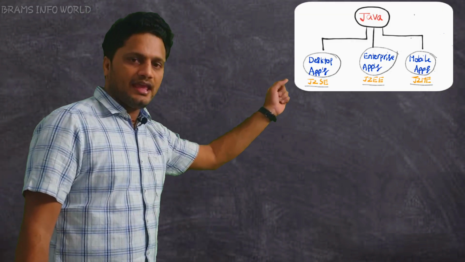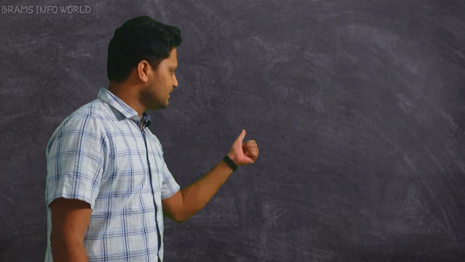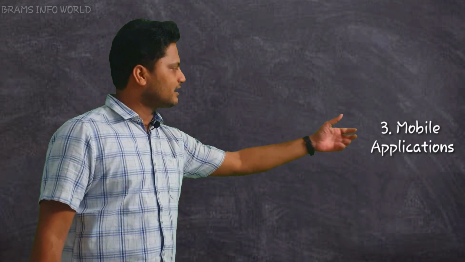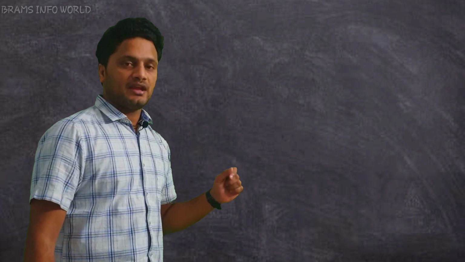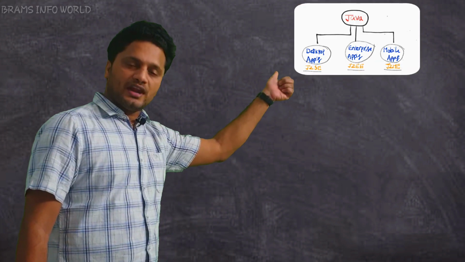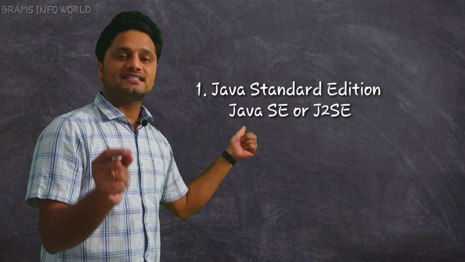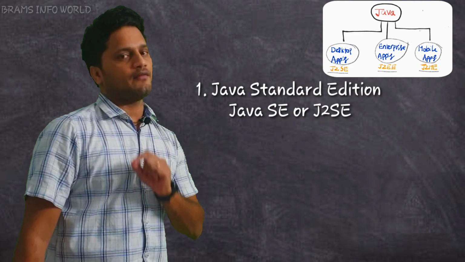Java language is classified into three types. The first one comes under desktop applications, the second one comes under web applications, and the third one comes under mobile applications. That means for the Java programming language, the first one we can call Java Standard Edition. Basically, we can call it core Java.